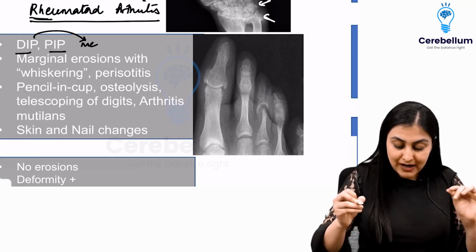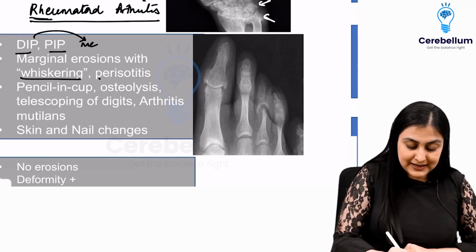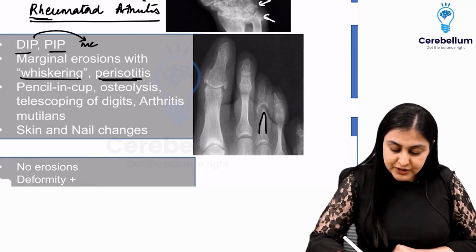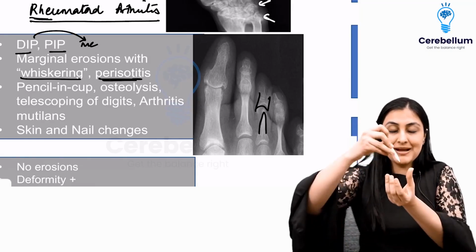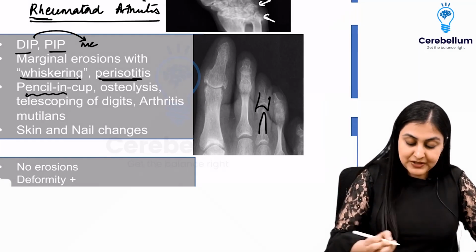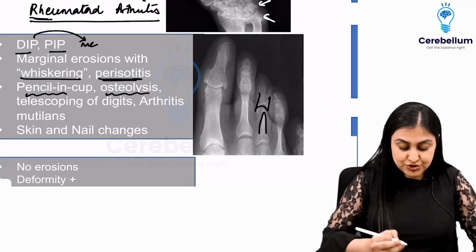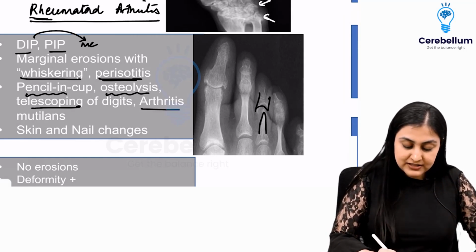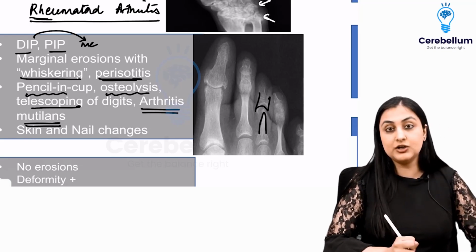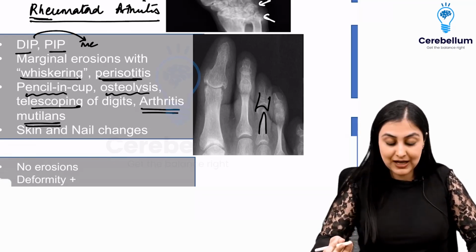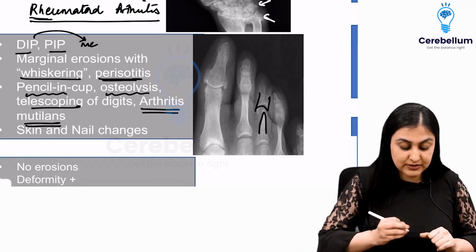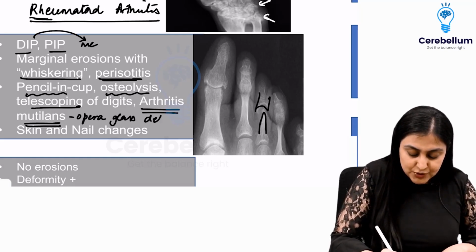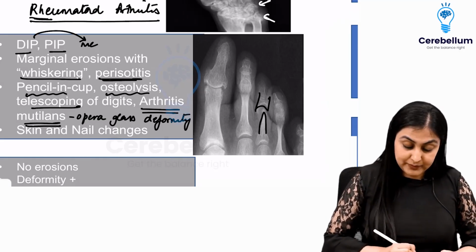What you have is these marginal erosions with viscerae. That is nothing but the periosteal thickening. Look at this. We're having this severe destruction wherein it looks like there is a pencil-in-cup appearance. There is destruction of bone, meaning there is osteolysis. Digits are telescoping into one another, and sometimes you can have a very rare variant which is called arthritis mutilans, wherein you have a lot of destruction, and this gives rise to an opera glass deformity. So this gives rise to opera glass deformity.